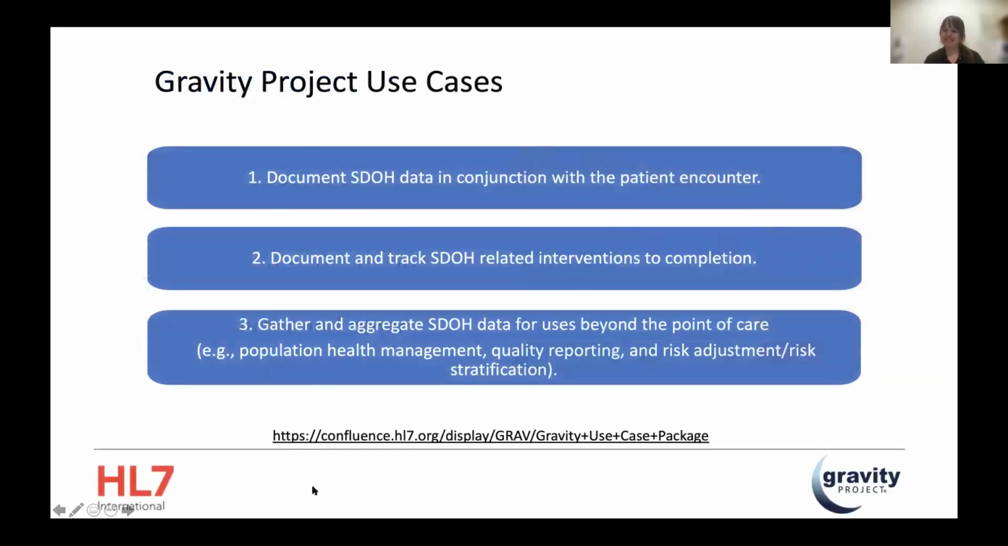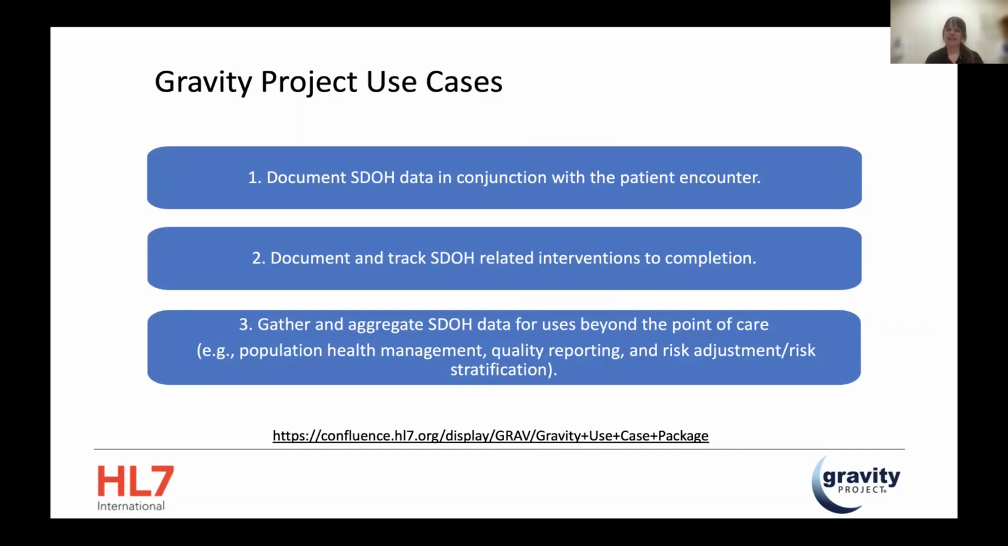The use cases that ground this work, again, from a terminology and grounding perspective, are as follows. We aim to enable the documentation of social determinants of health data in conjunction with the patient encounter. And this is standardized terminology from our healthcare terminology standards organizations, such as LOINC from Regenstrief, SNOMED CT from SNOMED International, and ICD from the World Health Organization.